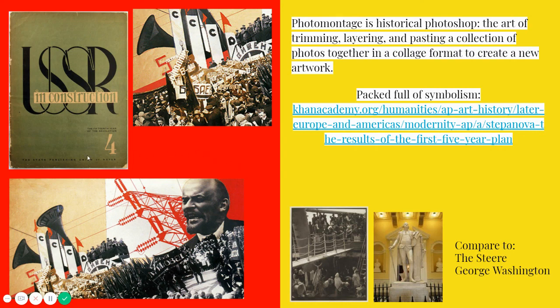So up here in the corner, this is the journal, this little artistic magazine, that was put out. I don't know how often, if it was monthly or bi-monthly or whatever, but this was the journal that this art piece was in. And I think it's very, very important to understand this technical process of photomontage. Basically, I call it a historical Photoshop. It's exactly what Photoshop is, but without having those digital capabilities.